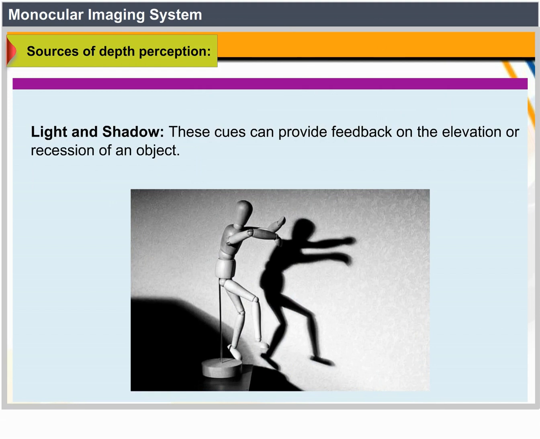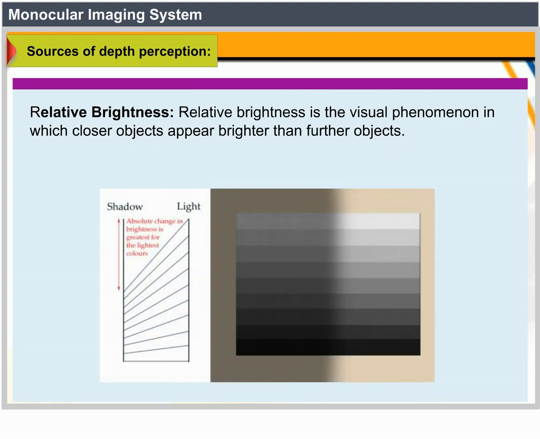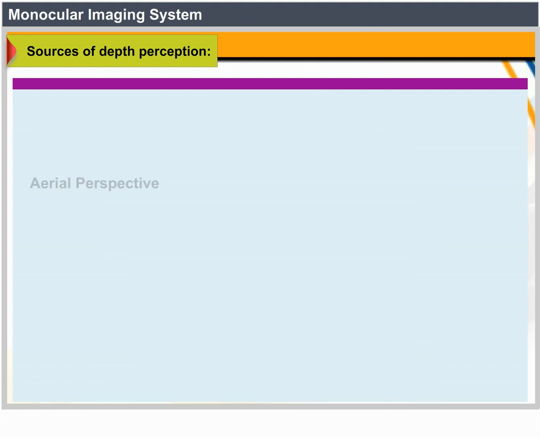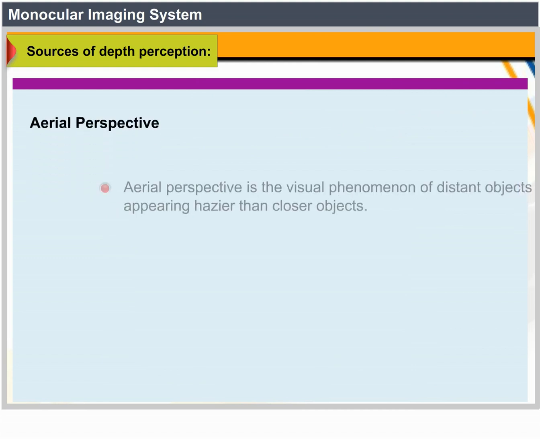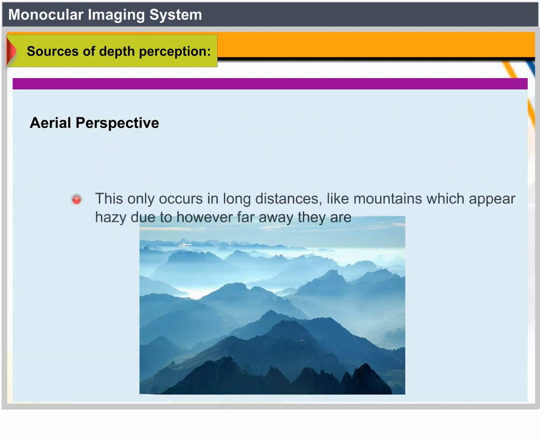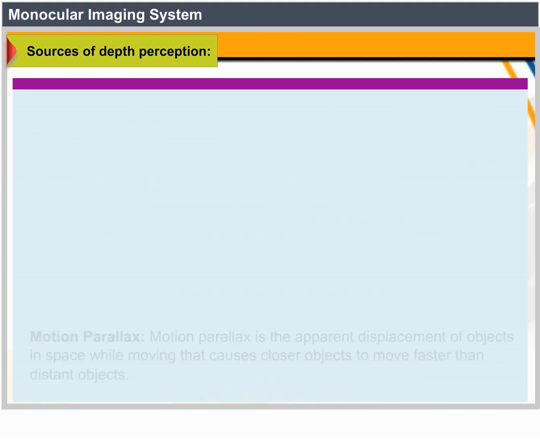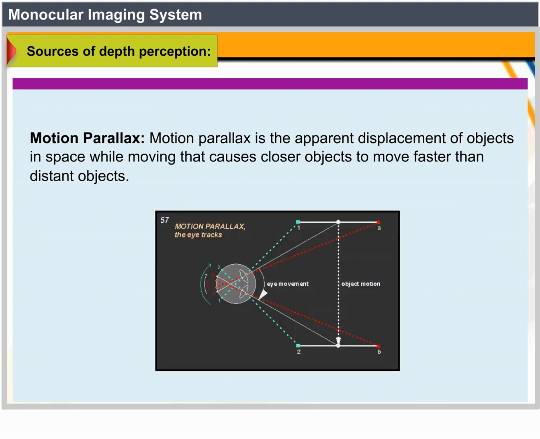Relative brightness. Relative brightness is the visual phenomenon in which closer objects appear brighter than further objects. Aerial perspective. Aerial perspective is the visual phenomenon of distant objects appearing hazier than closer objects. This only occurs over long distances, like mountains which appear hazy due to how far away they are. Motion parallax. Motion parallax is the apparent displacement of objects in space while moving that causes closer objects to move faster than distant objects.